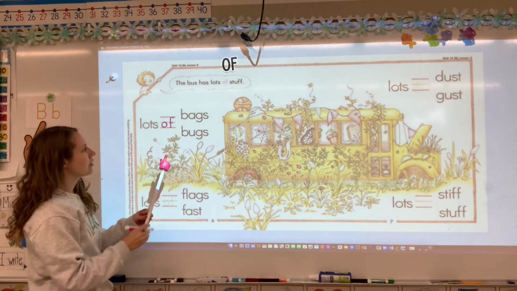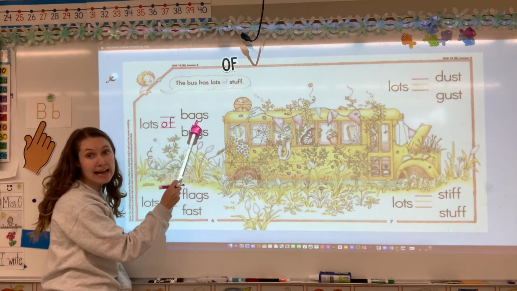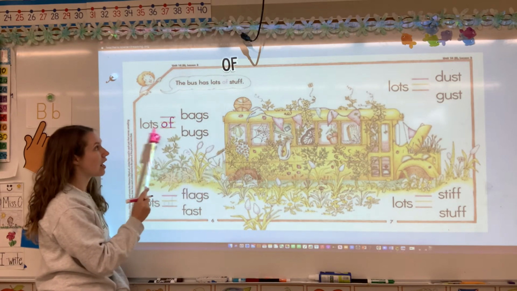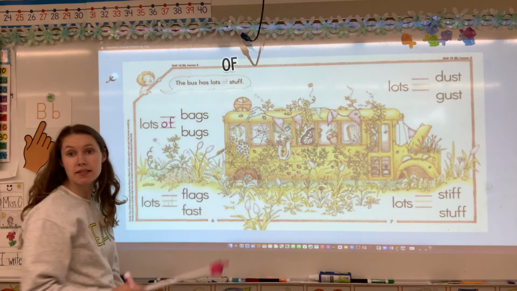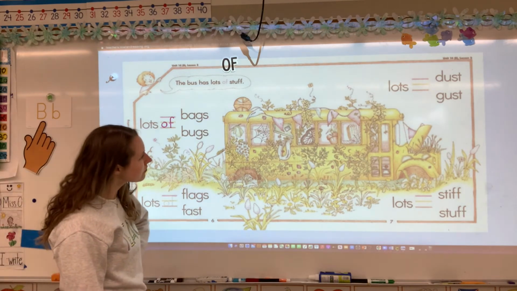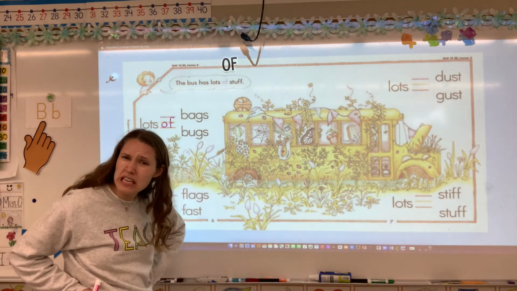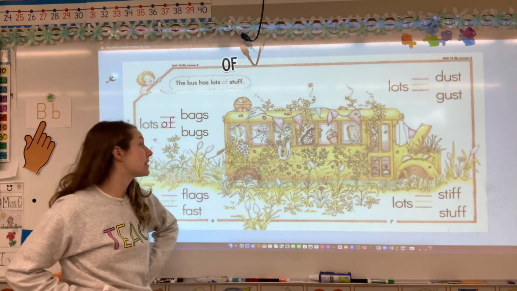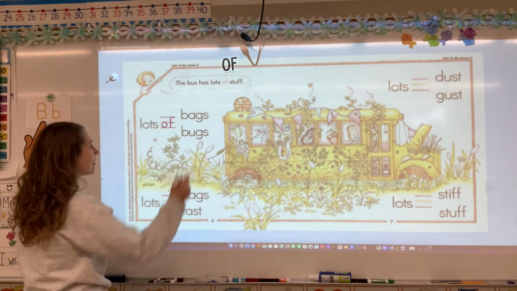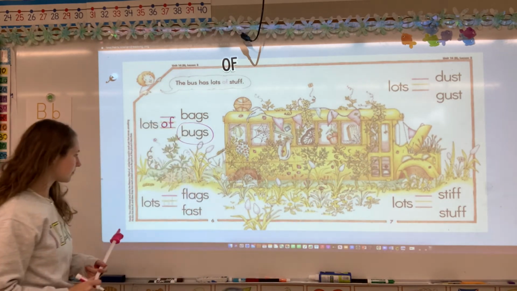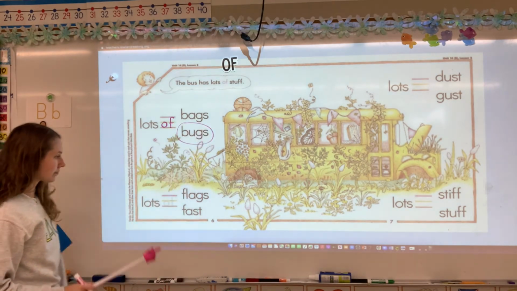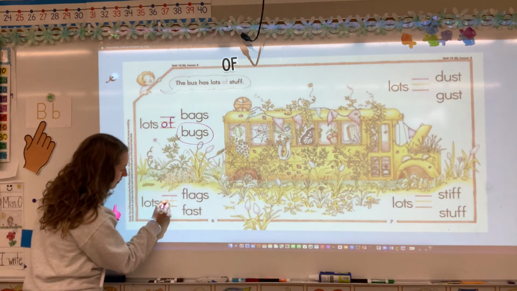Now let's see. Do we have lots of bags? And I'm adding that S at the end. Bags or bugs? Lots of bags or bugs? What are there lots of? Bags or bugs? Let's take a look. I don't really see any bags. Do you see any bags? I do see some bugs though. I see bugs up here in the windows, in the door. Lots of bugs. Remember, not just one bug, but lots of them. That's why there's that S at the end. Lots, and then I'm going to trace my memory word of.